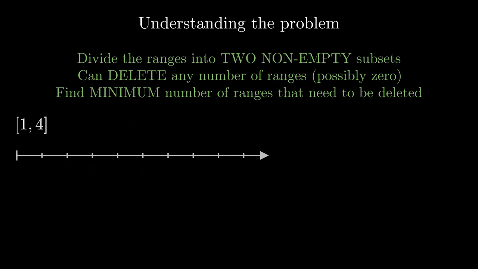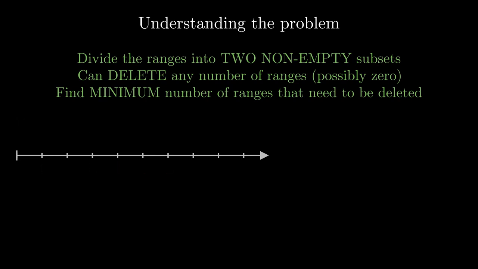In the second test case, both 1, 4 and 4, 6 belong to a single subset again, but we cannot delete any range because then we won't have two non-empty subsets. Hence, the answer is -1, which implies it is not possible.